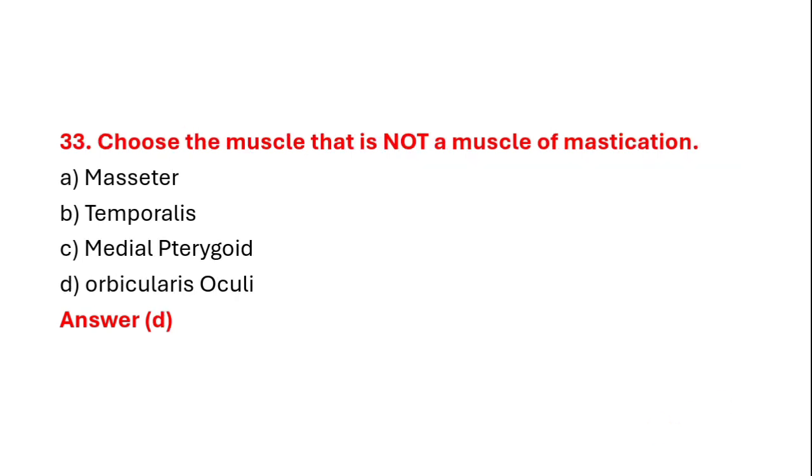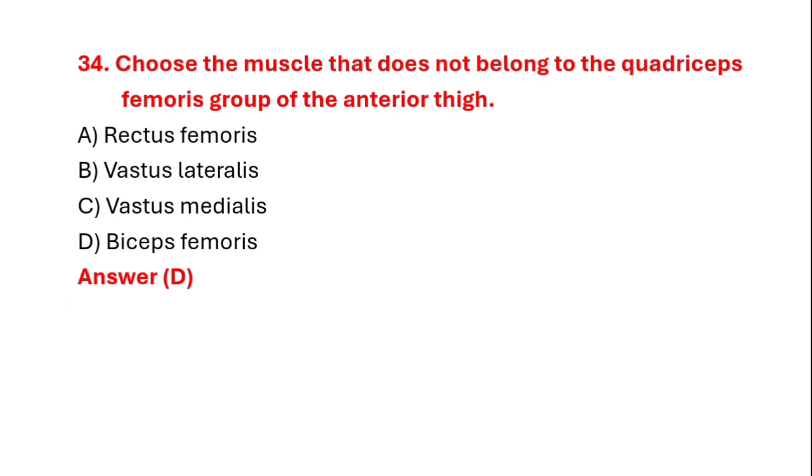Question number 33. Choose a muscle that is not a muscle of mastication. Option A, masseter. Option B, temporalis. Option C, medial pterygoid. Option D, orbicularis oculi. Correct answer is option D, orbicularis oculi.